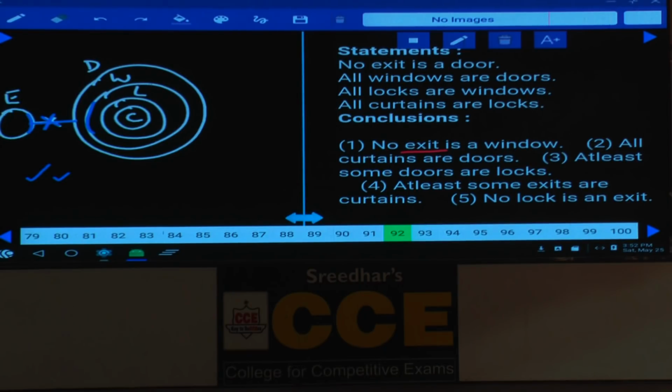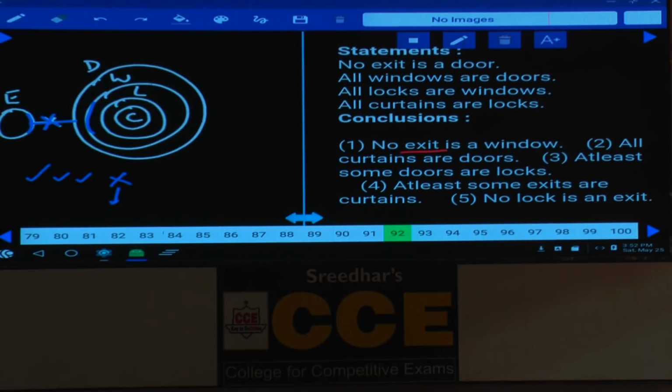Then next one, some doors are locks. Some doors are locks is also true. As it is true once, it cannot be false forever. And some exit are curtain. Some exit are curtain. Now that is false. As it is false once, now we need to cross check whether it can be 100% false or not. Whenever it is true, we are not bothered about this one because it cannot be your answer. Whenever it is false, then we have to check out whether it is 100% false or not.